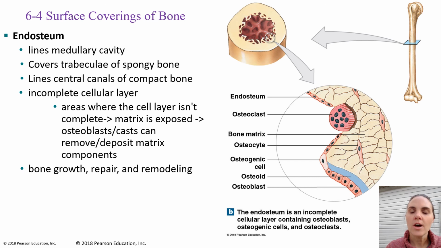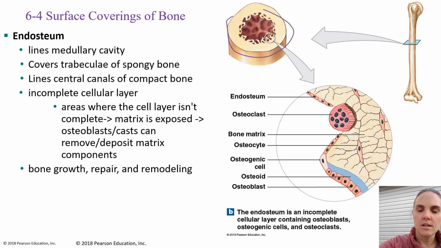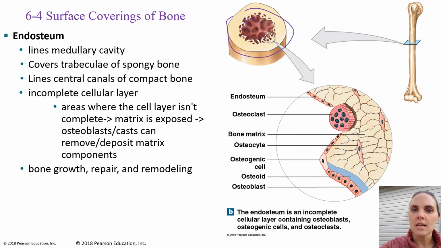Our other surface covering is the endosteum. We had the periosteum on the outside surface. The endosteum is going to line the inside surface of the bone. The endosteum is actually an incomplete cellular layer that lines the medullary cavity and lines the central canals of compact bone and the trabeculae of spongy bone.